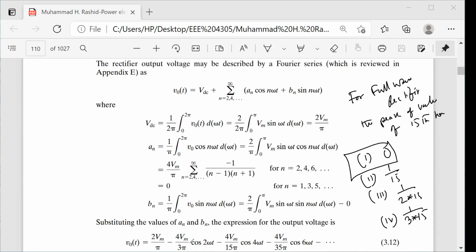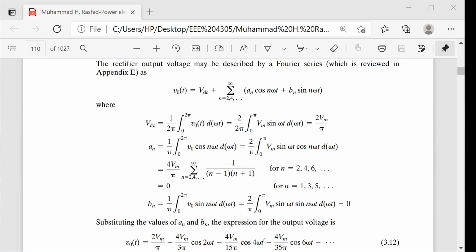And for the second harmonic, this one. For the fourth harmonic, this one. For the sixth harmonic, this one. You have to remember, okay? Is it okay? Yes, sir.